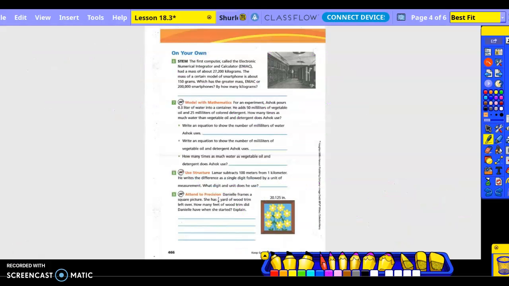On your number 6 stem, the first computer, called the electronic numerical integrator and calculator, had a mass of about 27,200 kilograms. The mass of a certain model of a smartphone is about 150 grams. Which is the greater mass? Okay, so by how many kilograms? So we need to basically, this is what the calculator weighs, right? The smartphone is about 150 grams, which has the greater mass, and then they want to know by how many kilograms. So basically we need to convert the 150 grams into what? Kilograms. So 1 kilogram equals how many grams?